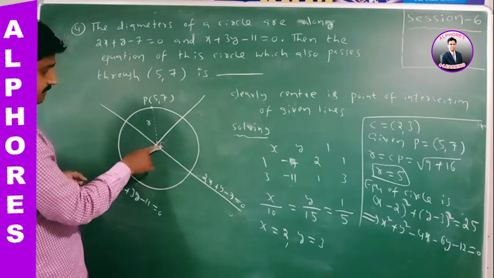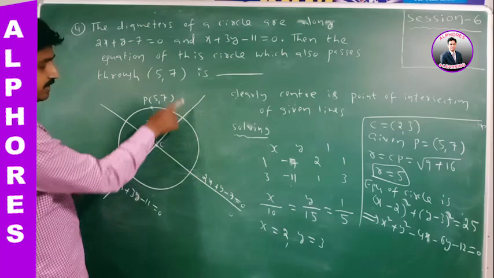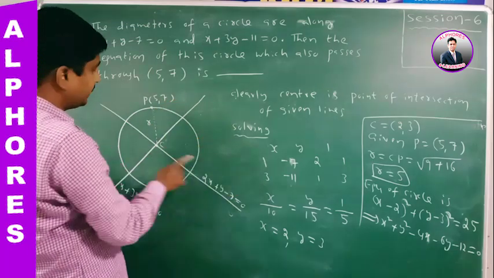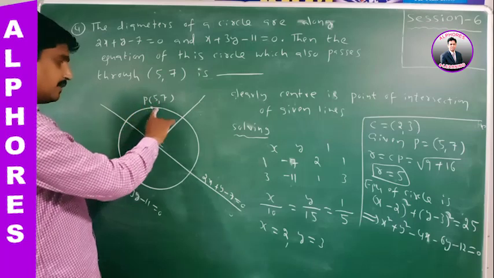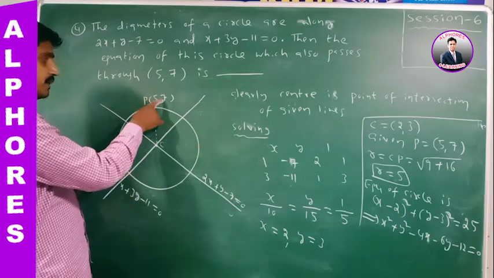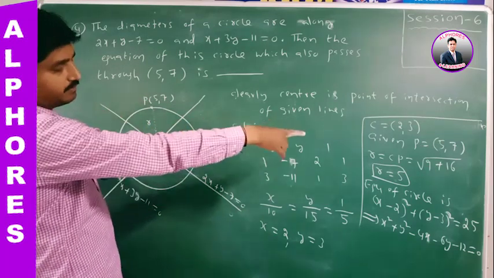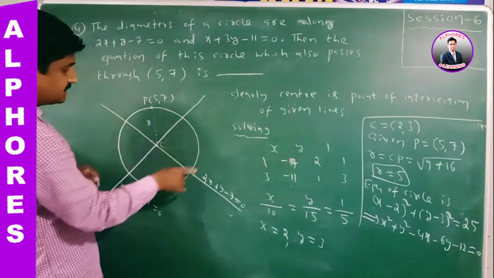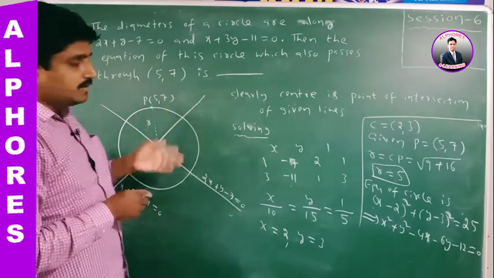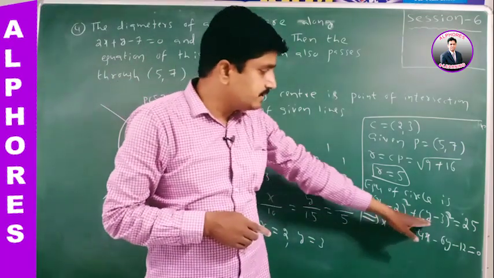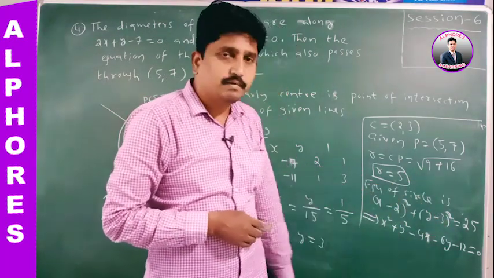Here, the center of the circle is the point of intersection of the given lines. Solving these two lines, we get center (2, 3). Next, the required circle passes through the point (5, 7). The distance between these two is the radius, therefore r equal to CP, and the radius of the required circle is 5. Since center and radius are given, the equation of the circle is (x minus h) whole squared plus (y minus k) whole squared equal to r squared. After simplification, we get the final equation of the circle.